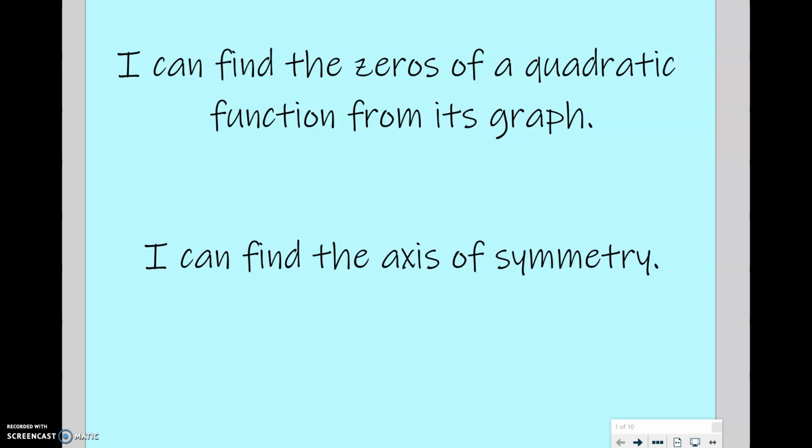So today we're going to be looking at how we can find the zeros of a quadratic function from its graph and what that really means. And then we're also going to be looking at how we can find the axis of symmetry, whether it be from a graph or if we just have an equation for a quadratic function.